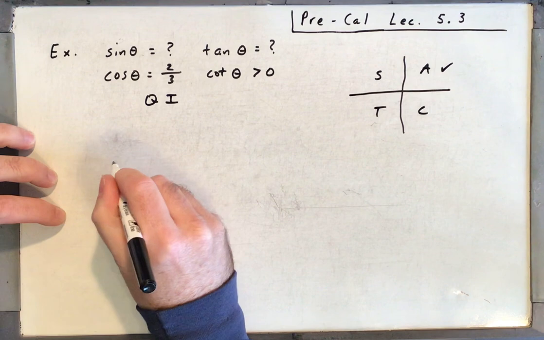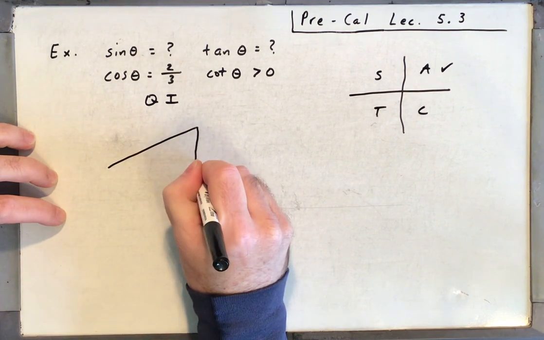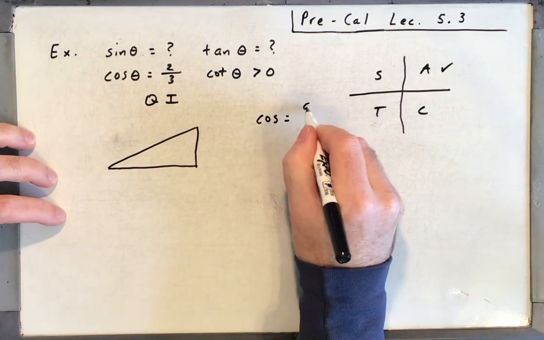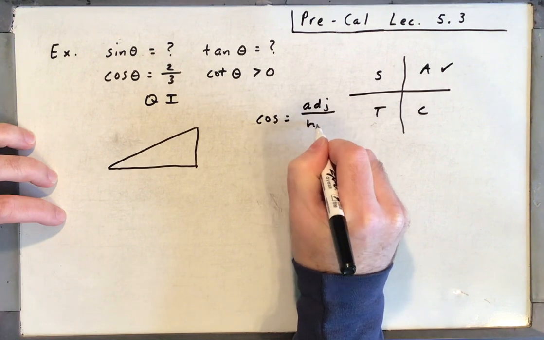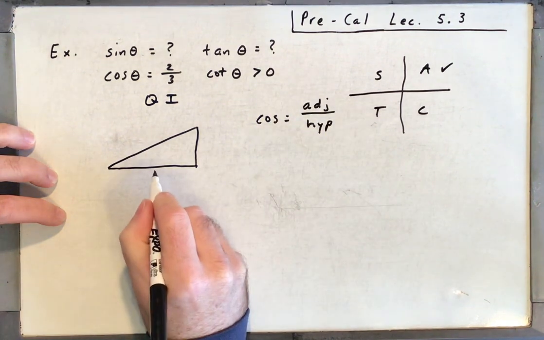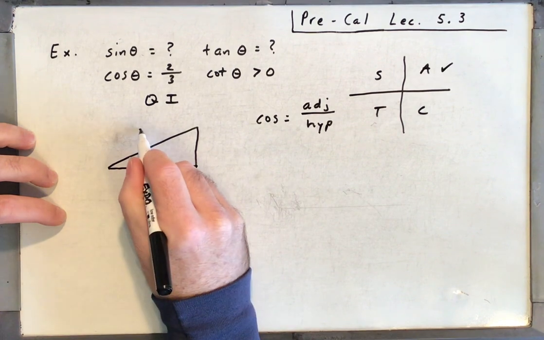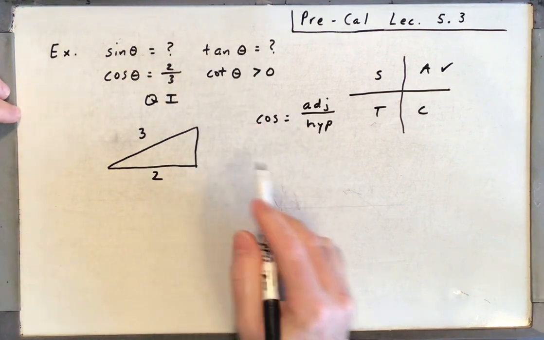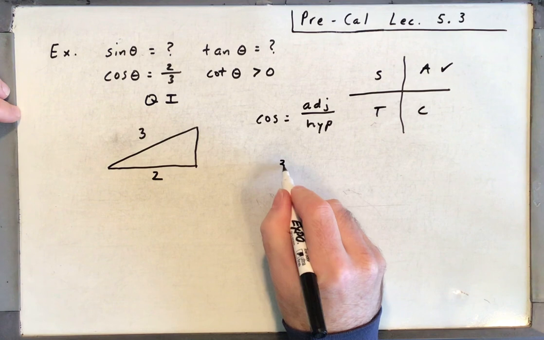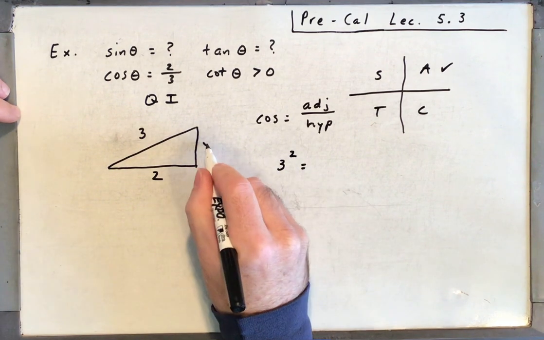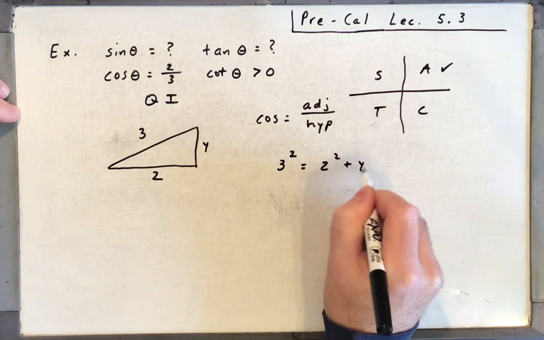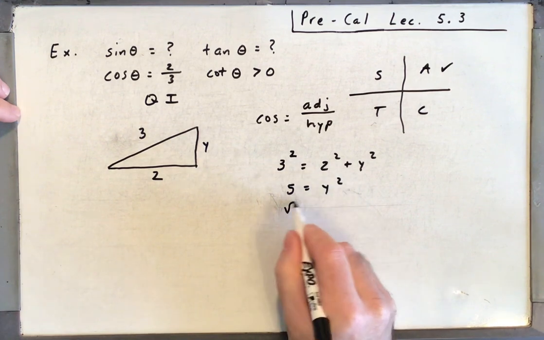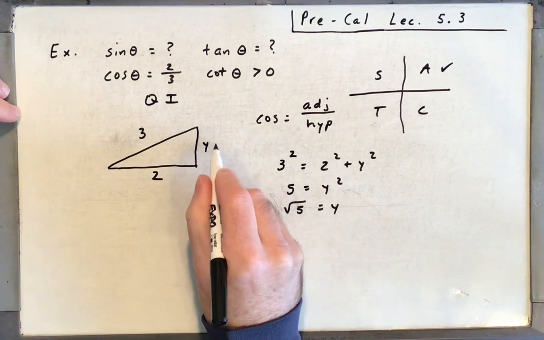Now we know cosine is 2/3, so we're going to draw ourselves a triangle. We know that cosine is equal to adjacent over hypotenuse. All right, adjacent is 2, hypotenuse is 3. So we're going to need to get opposite because sine and tangent both involve opposite here. Okay, so Pythagorean theorem, 3 squared is equal, let's call this y, 2 squared plus y squared. So that's 9, that's 4. 5 would be y squared, so the square root of 5 is equal to y.